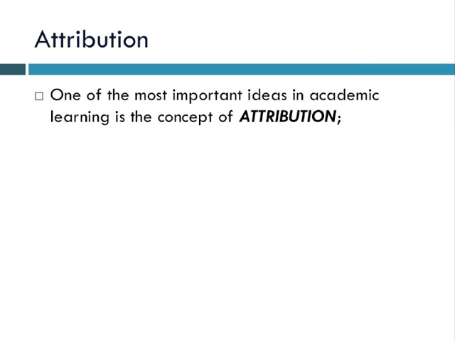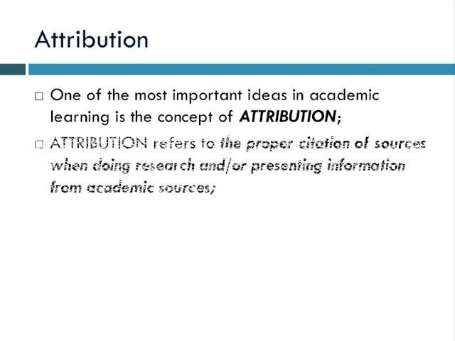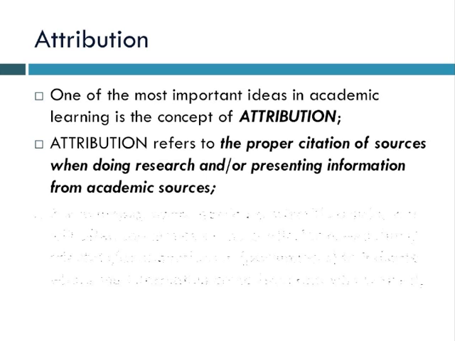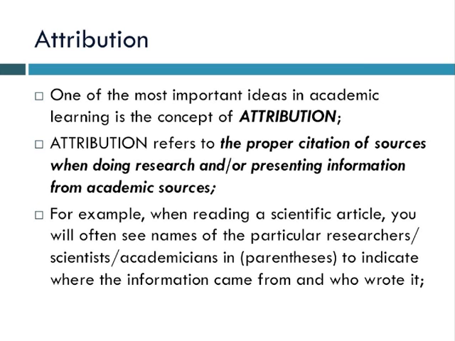So in this case, this is probably one of the most important ideas in academic learning, the concept of attribution. Now, what does attribution mean? Well, it refers to the proper citation of sources when doing research or presenting information from academic sources. So the idea here is that if you're sharing some information, you properly identify where it came from and who wrote it. For example, when reading a scientific article, you will often see the names of the particular researchers or scientists or academicians in parentheses like this to indicate where the information came from and who wrote it.